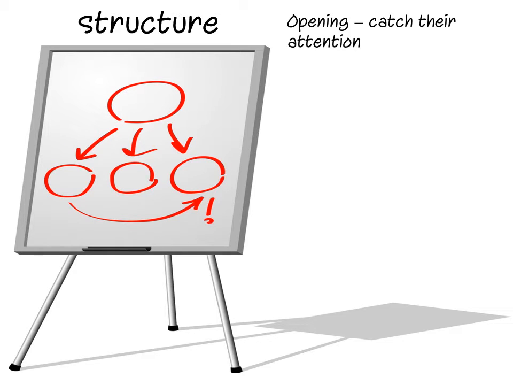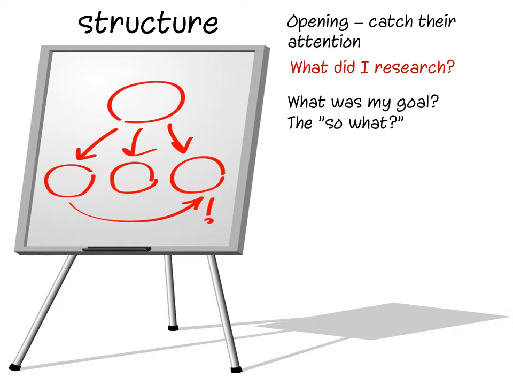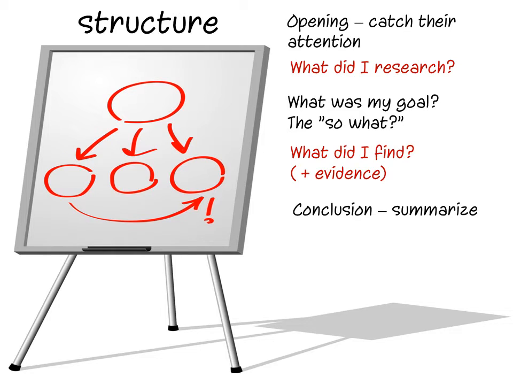Next, you want to ask, what did I research and what was my goal in the research? This is the so what component. You want to tell the audience what you found and provide some evidence and statistics to back it up. Finally, in your conclusion, you want to tie things together by summarizing your main points and maybe throwing out a statistic or some more interesting evidence. Finally, you should anticipate some questions, so write down some that may come up from your audience.